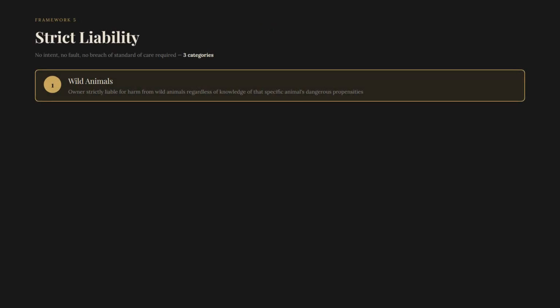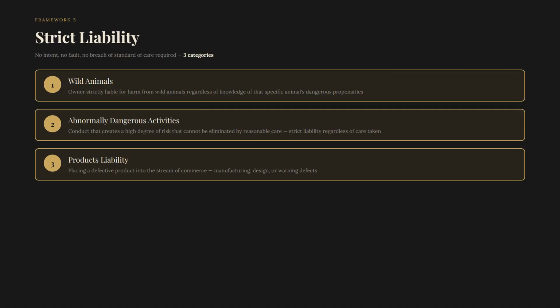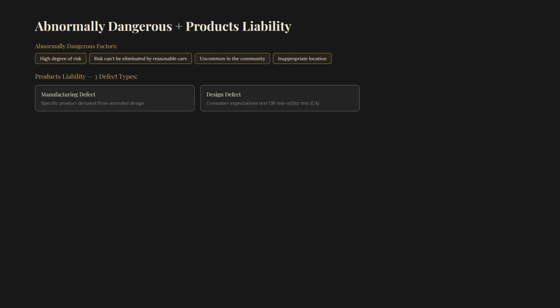Strict liability covers three main categories. First, wild animals. Owners are strictly liable for harm caused by wild animals, regardless of the owner's knowledge of the specific animal's dangerous propensities. Second, abnormally dangerous activities. Courts use factors like whether the activity creates a high degree of risk, whether the risk can't be eliminated by reasonable care, whether the activity is uncommon in the community, and whether the location is appropriate.